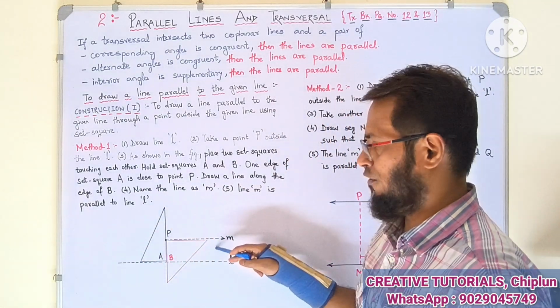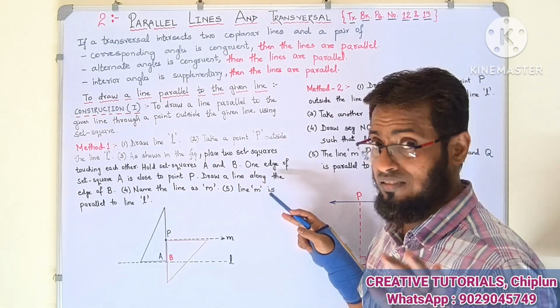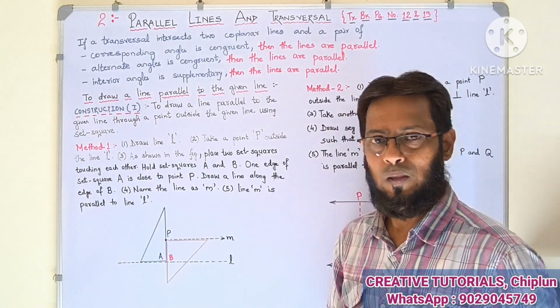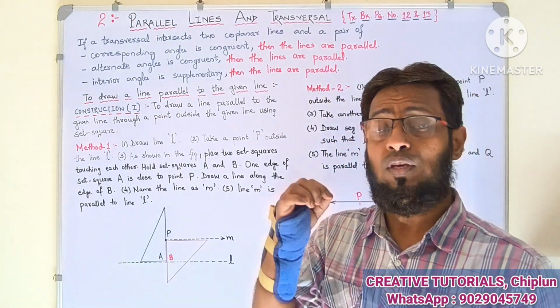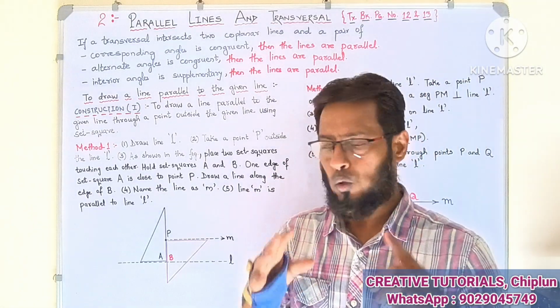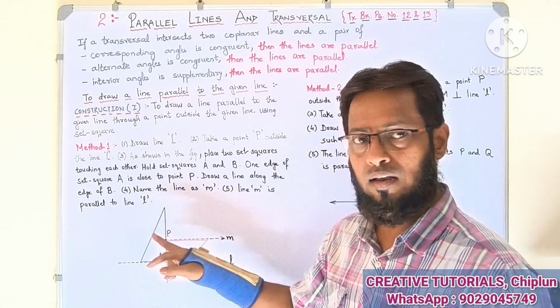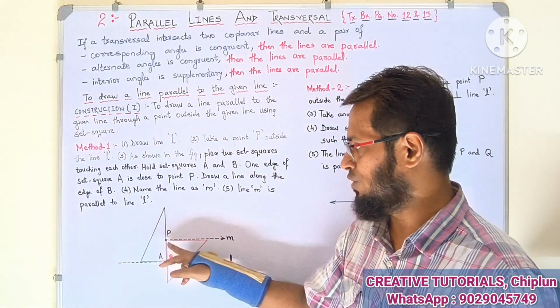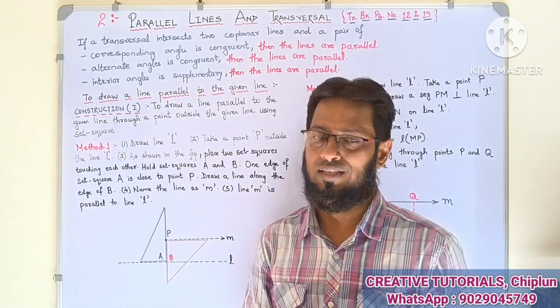Now this line which we have got, that is line M, is nothing but parallel to line L. So this is how we use set squares to draw a line parallel to an existing line. You can draw this with these two set squares.